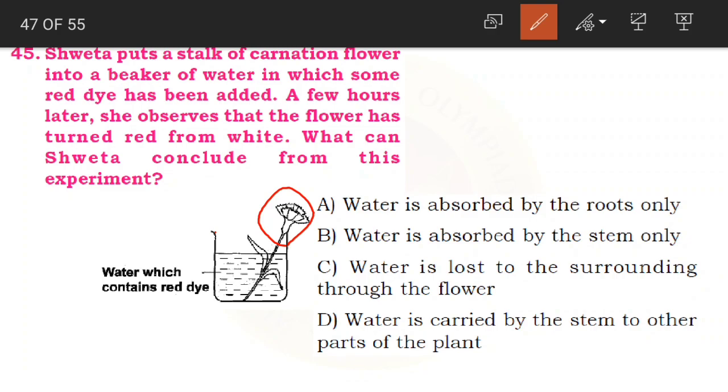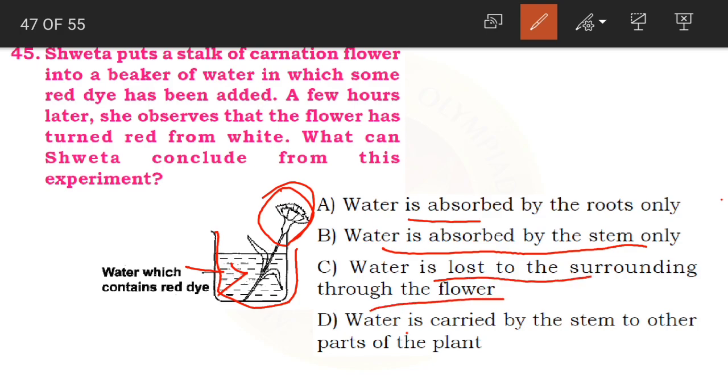Okay, then what did she do? She took a beaker and she added water and also added red dye. Okay, that is red color. And then after some hours, what happened? This white color flower turned into red color. And what can Shweta conclude from this experiment? So that we have to answer. So here options are given. A is water is absorbed by the roots only. B is water is absorbed by the stem only. C, water is lost to the surrounding through the flower.